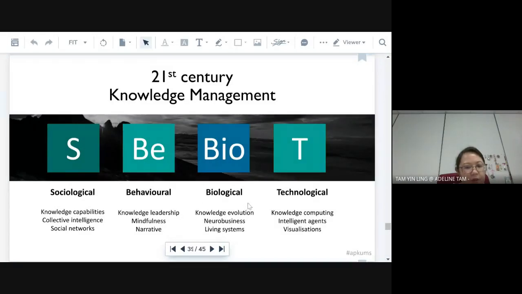Biologically. So biological means knowledge evolution. In another word, we have knowledge about human biology. So we have business like neural business, living systems, and we have knowledge about technology: knowledge computing, intelligent agents, and visualizations. So these are the knowledge that a company might need at a certain time, especially behavioral, very important. Technology also very important.